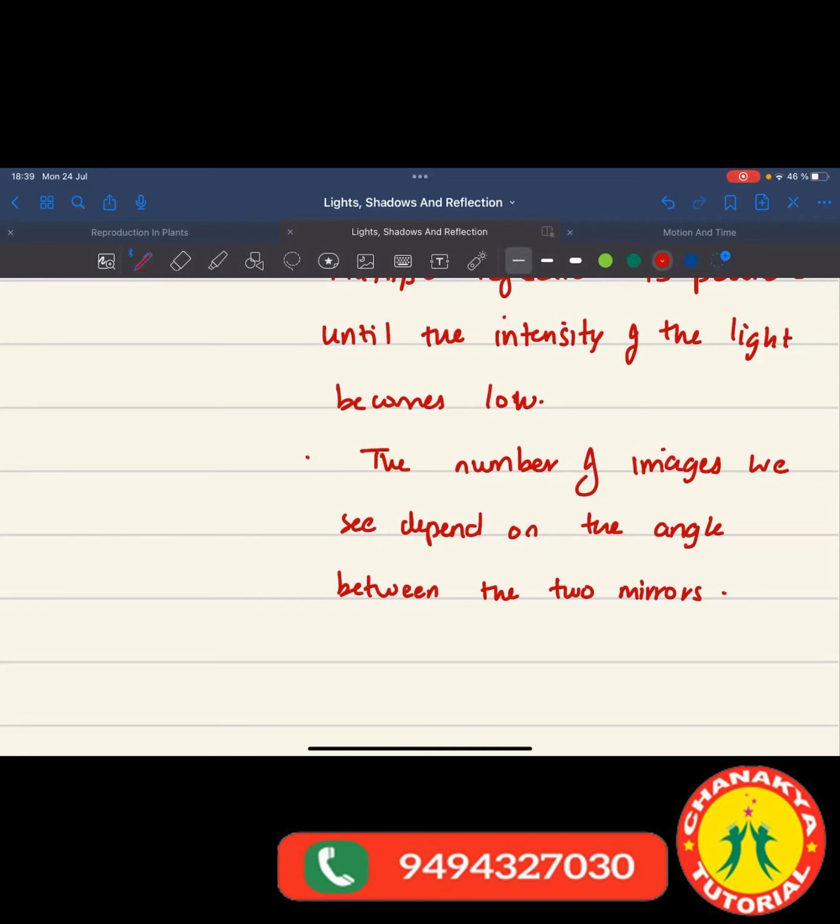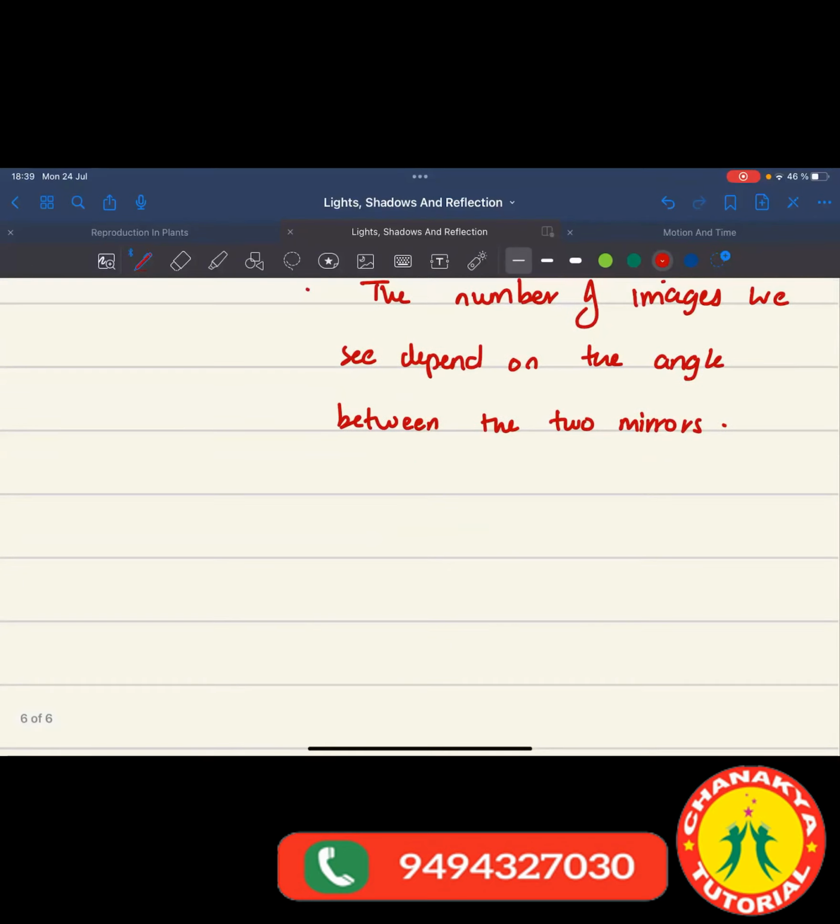Okay, so we can see that as the angle between the mirrors decreases, the number of images increases. This is always the phenomenon. And when does the angle become zero? When the mirrors are parallel to each other, that is when the angle is zero. So the number of images will become infinite.